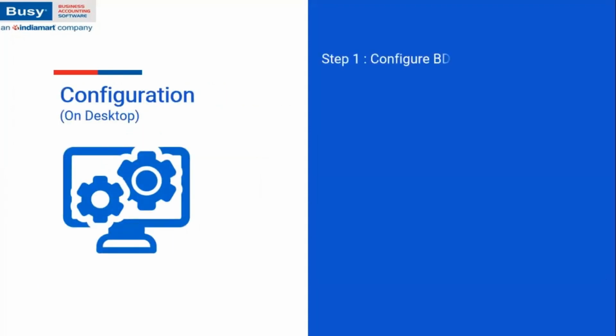Configuration on desktop. There are various steps we need to follow to configure the BD mobile application. Step number one is configure BDEP ID, the Busy Data Exchange Platform ID that we need to create in our desktop Busy software. That ID will be created by the operator or owner. You can give any specific characters or anything you like.